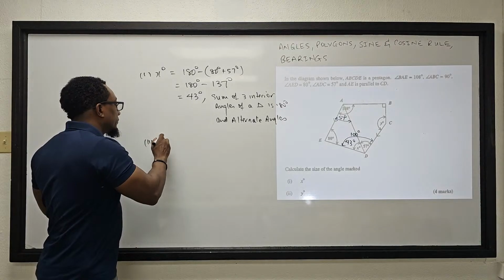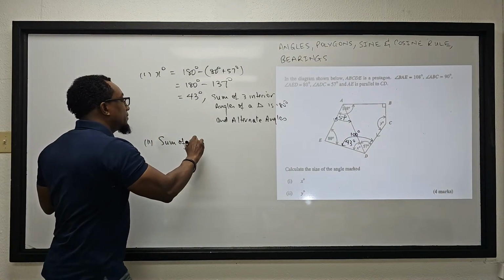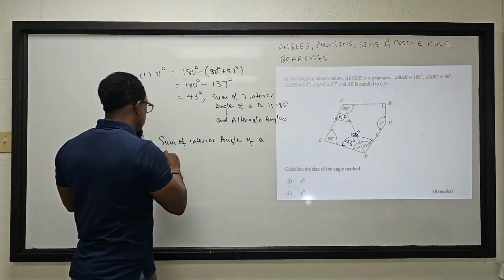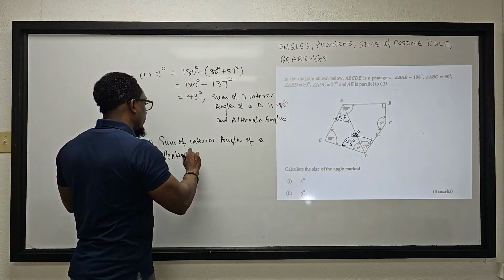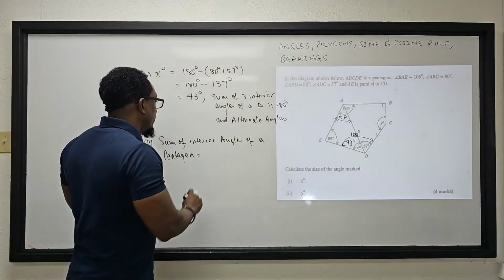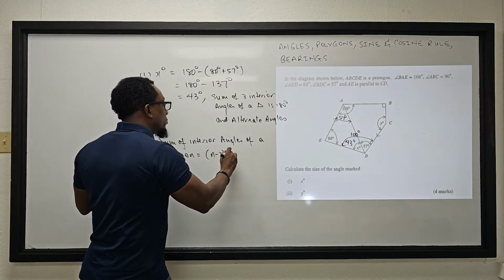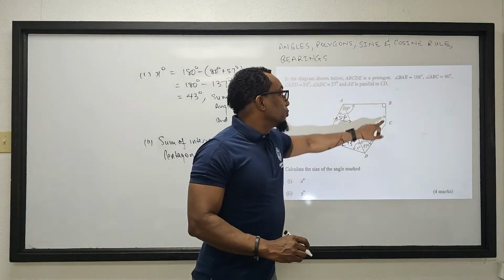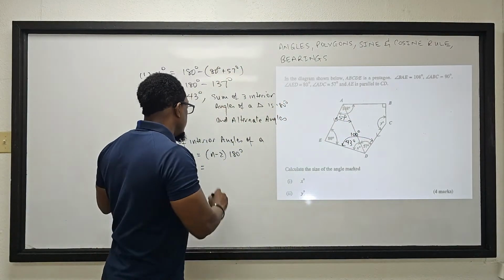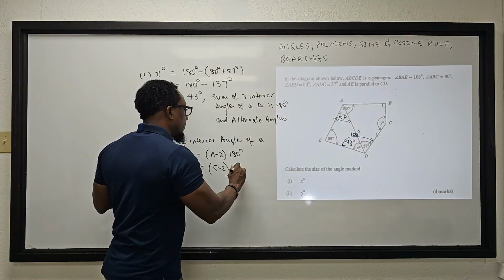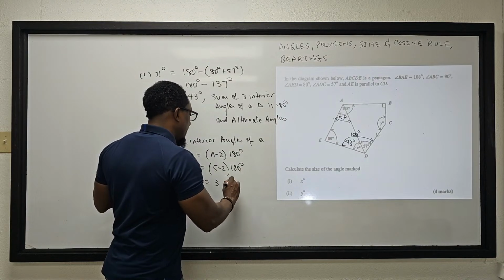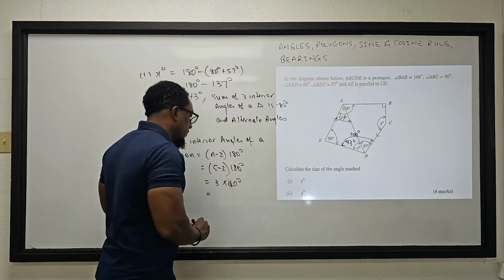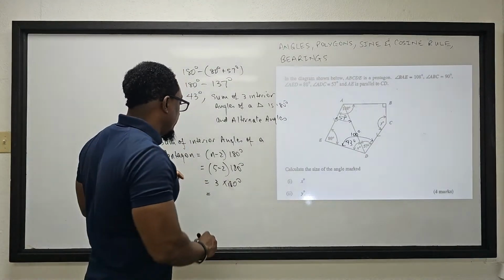So sum of interior angles of a pentagon. Of course, using our formula, I'll use n minus 2 times 180. So the number of sides in a pentagon will be 1, 2, 3, 4, 5 sides. So that's 5 minus 2 times 180. 3 times 180, which will give us 540, right?